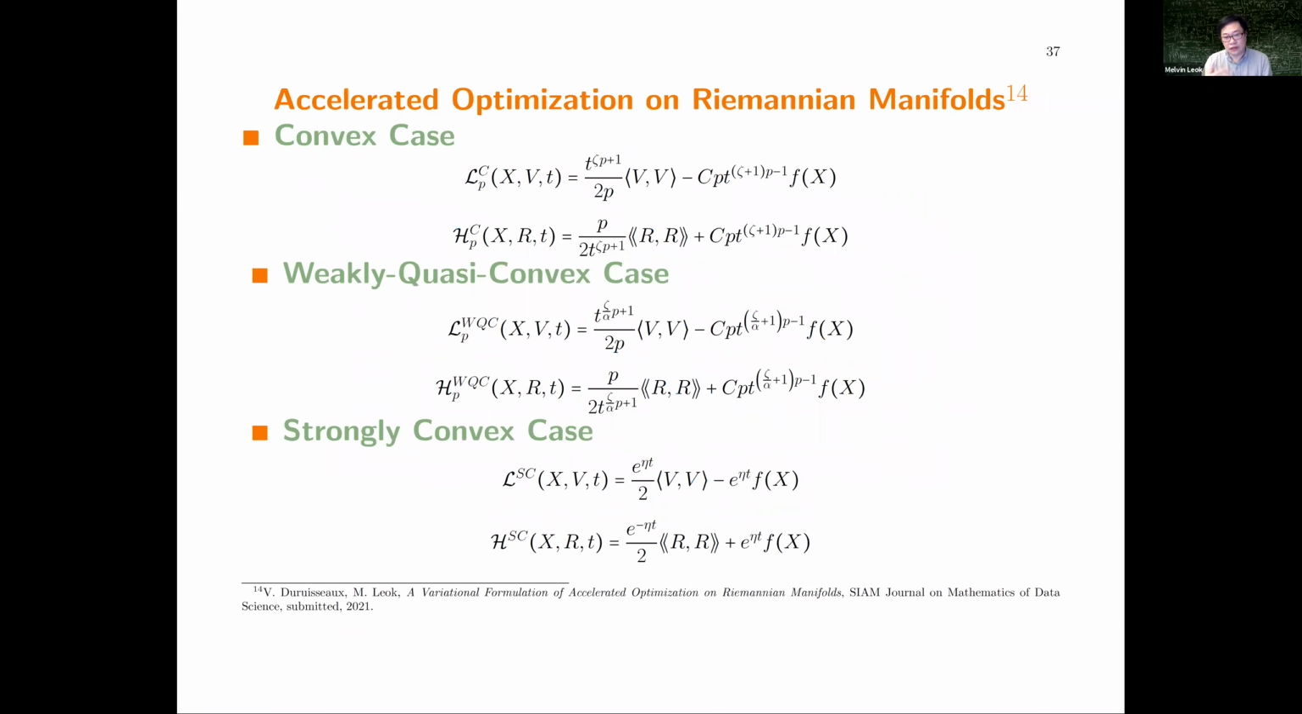All right, so I should say that more recently, we've been studying the generalization of these kind of Bregman Lagrangians and Hamiltonians to Riemannian manifolds. So we have a paper which looks at the continuous time analysis of these things on Riemannian manifolds, for different classes of objective functions: for the convex case, for the weakly quasi-convex case, and for the strongly convex case. And they have different Bregman Lagrangians and Hamiltonians, which then achieve nice rates of convergence.